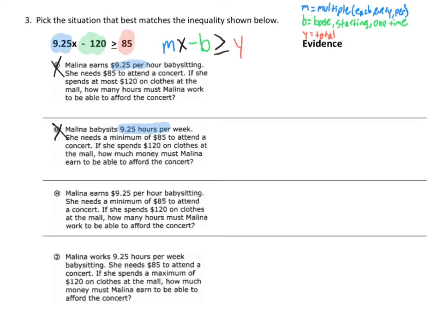Now let's look at H. Melina earns $9.25 per hour. So that's looking good so far.